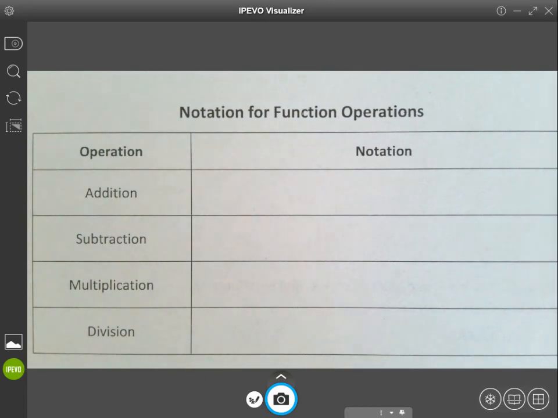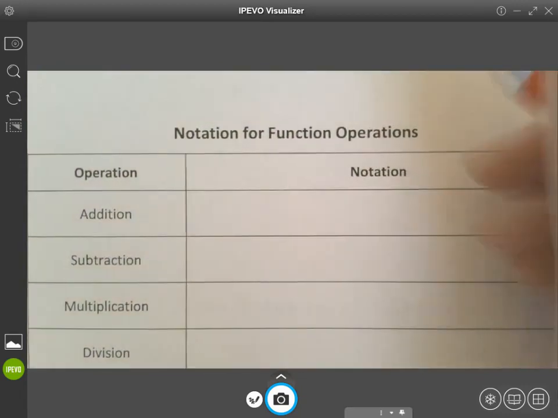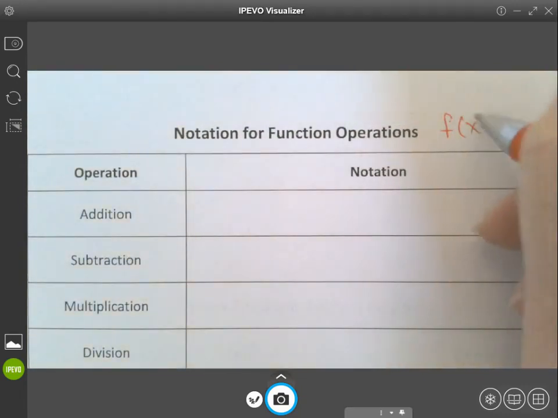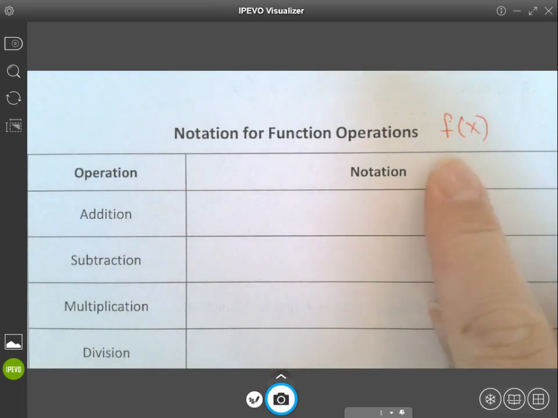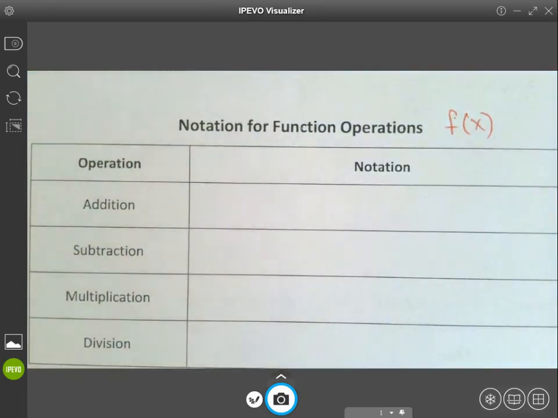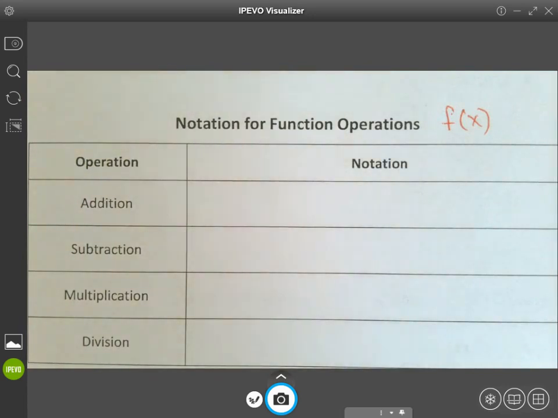So we are looking at 9.4 Part 1 notes, and we are doing notation for function operations. I need you to understand that everything we're doing with these operations is old news, and function notation is old news. I'm reminding you that this stands for f of x. Doesn't that mean the function of x? And so we're coming back to domain restriction, we're coming back to function notation.